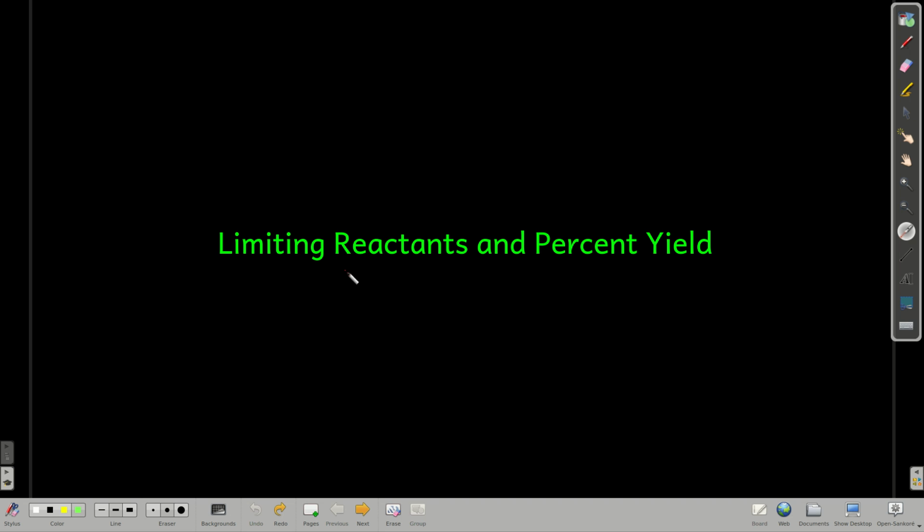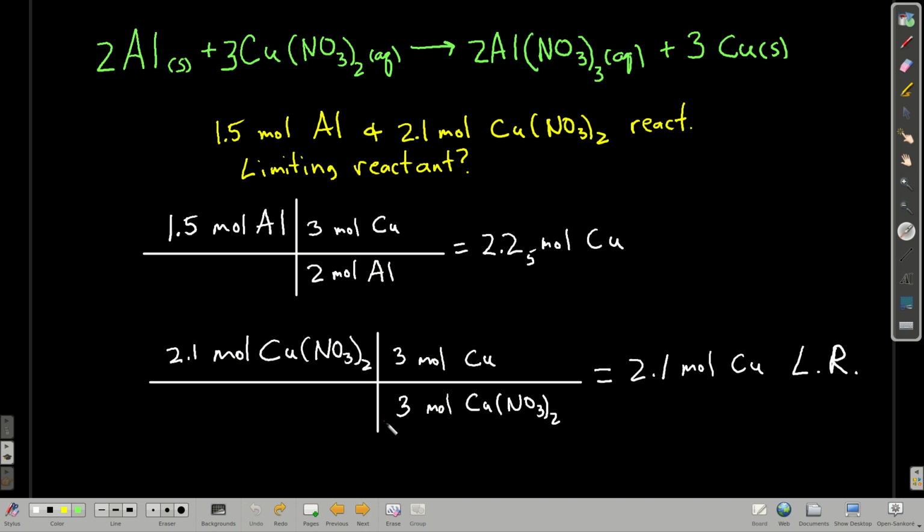And the limiting reactant determines everything. It determines how much of the products there are, and how much of the excess reactant, or the other reactant, there is left over. And of course, there will be no limiting reactant left over. It's all gone. So let's look at this reaction here. Aluminum reacting with copper 2 nitrate to make aluminum nitrate and solid copper. And let's say we have 1.5 moles of aluminum and 2.1 moles of copper 2 nitrate. We want to find the limiting reactant.